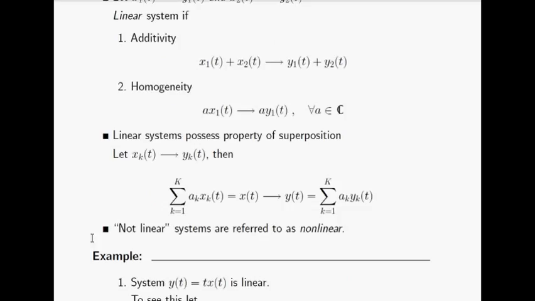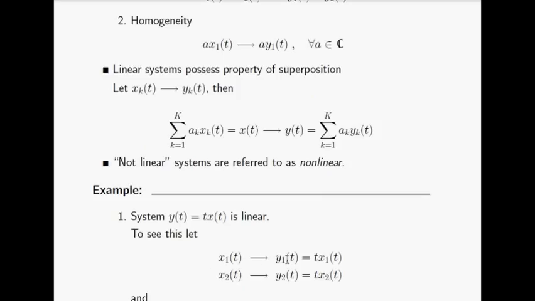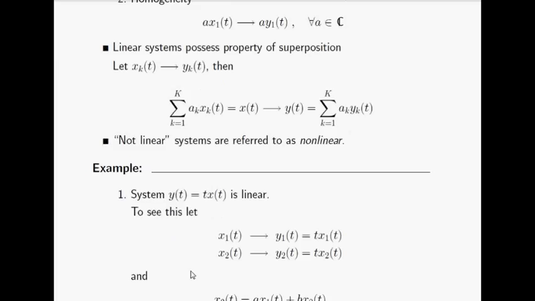So as an example, let's see, our system is y of t equals t x of t. So x1 of t will produce y1 of t, so y1 of t will equal t x1 of t, and x2 of t will produce y2 of t, which will be equal to t x2 of t. So now let's check x1 of t plus x2 of t, what will it produce? It should produce y1 of t plus y2 of t as output.